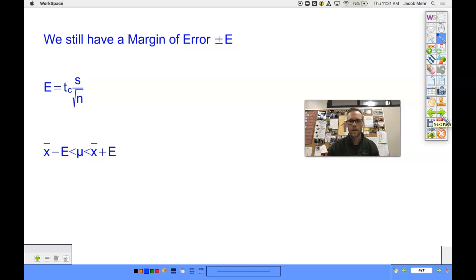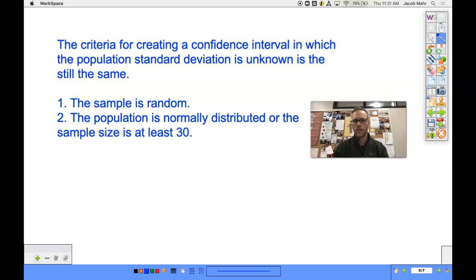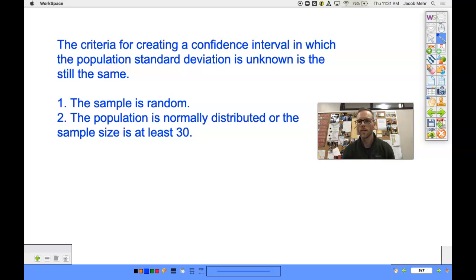All right, now what I was going to get ahead to here a little bit is based on our last activity. You should probably be asking, what's the criteria? Okay? The criteria for creating a confidence interval using t-scores is the same as the criteria for using z-scores. Okay? The sample still needs to be random, and the population must be normally distributed, or the sample size must be at least 30. Okay? So we have to meet that criteria to be able to perform a confidence interval with a population standard deviation that is unknown, where we only know the sample standard deviation.